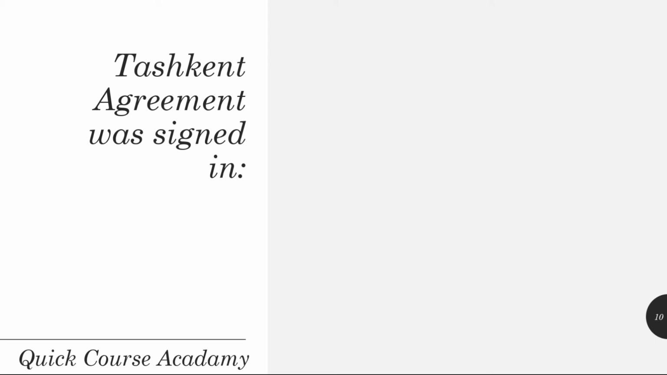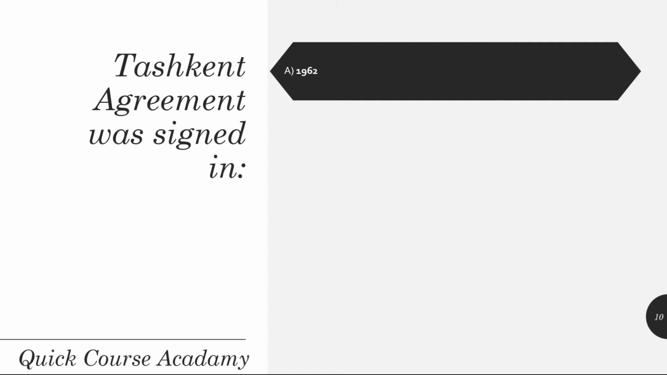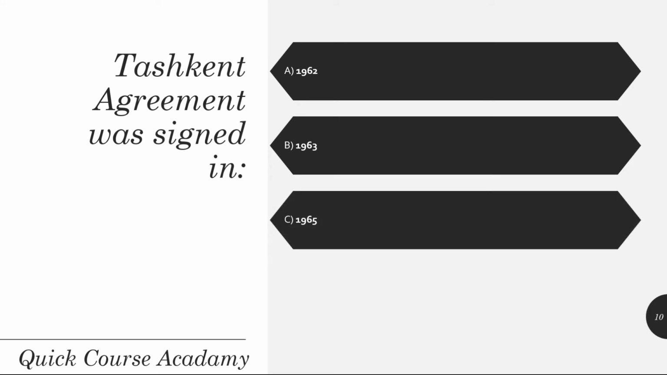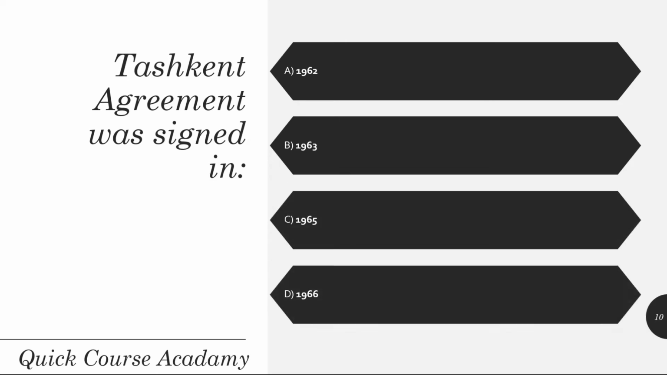Tashkent Agreement was signed in 1962, 1963, 1965 or 1966? And the correct answer is 1966.